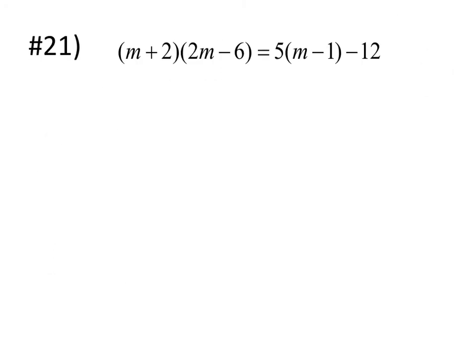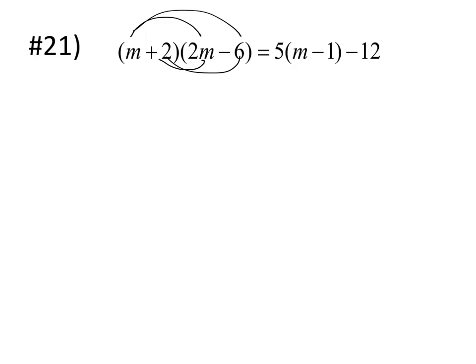All right, and the last one says m plus 2 times 2m minus 6 equals 5 times m minus 1 minus 12. So before we can do any of this, we're going to have to go ahead and do some multiplication and some regular algebra to get this in standard form so that we can use the quadratic formula. So on the left side, you're going to distribute the m to both pieces and then the 2 to both pieces of the second binomial.